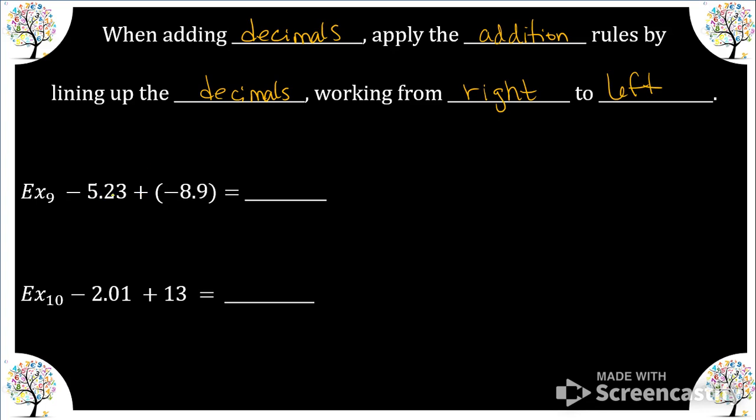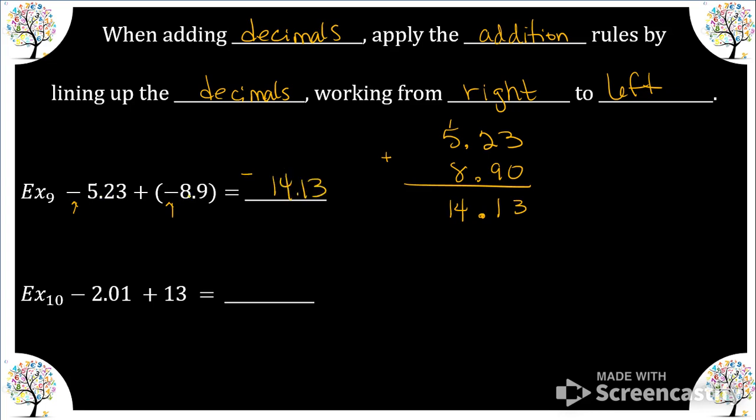Here we have an addition problem. Signs are the same, so we will add these numbers and apply the negative. So we're going to have a negative answer. I'm going to line up the decimals. We are adding because the signs are the same. So I'm going to say 3 plus 0, 2 plus 9 is 11. Carry your 1. Bring down your decimal. 5 plus 8 plus the 1 is 14. And our answer is negative because both numbers are negative.